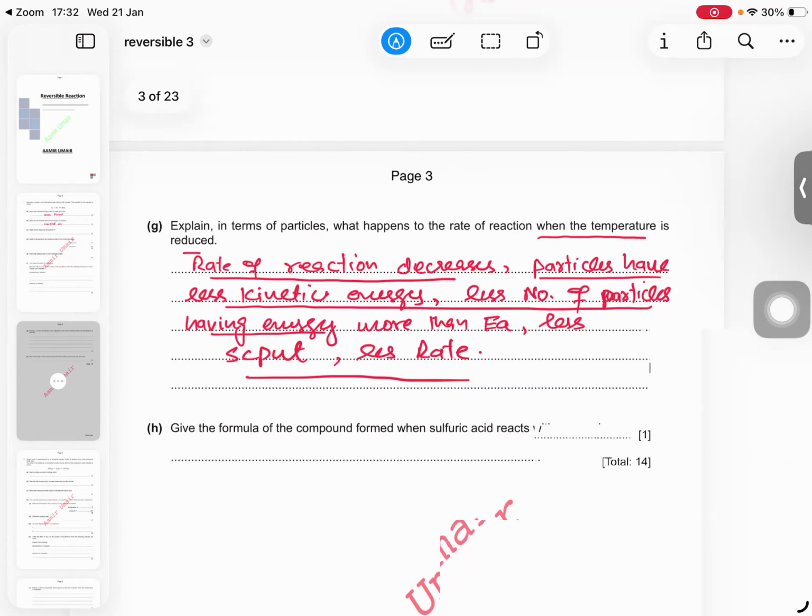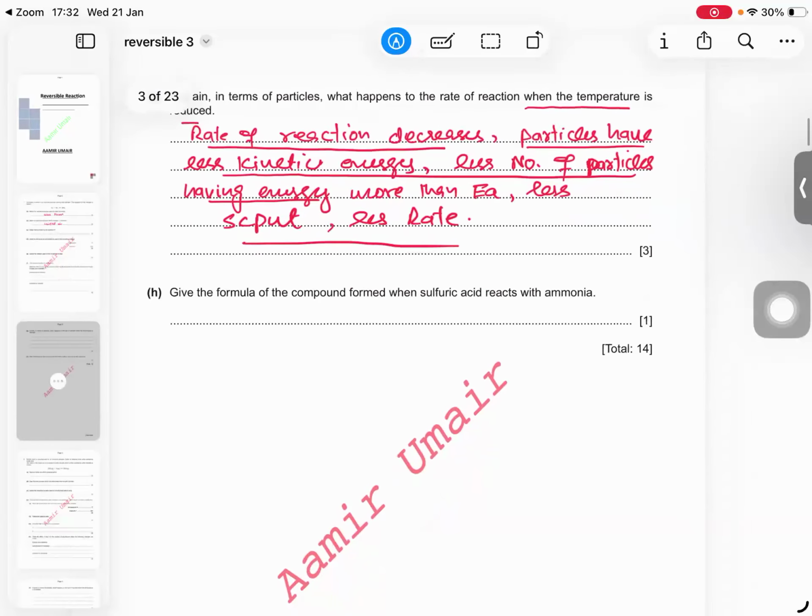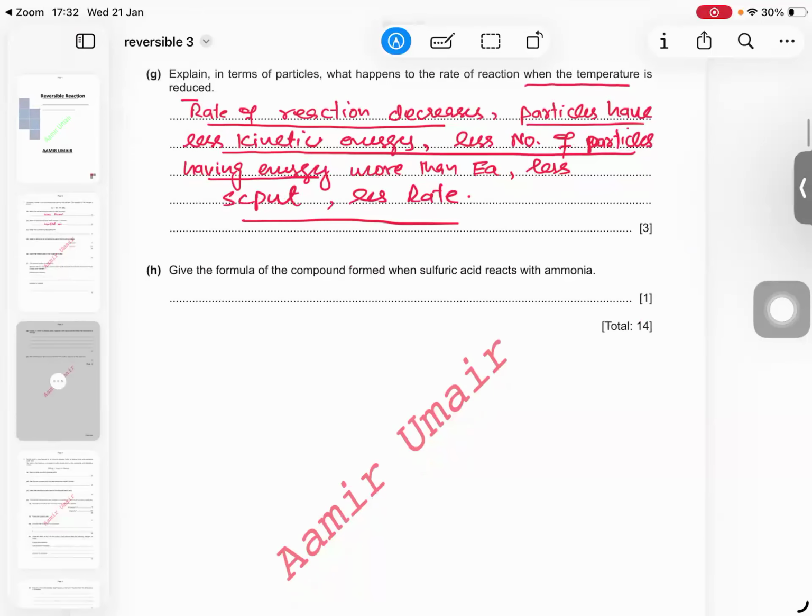Okay, next. Give the formula of the compound formed when sulfuric acid reacts. I'm going to give you this equation. Sulfuric acid is H2SO4 and ammonia is NH3. When they react, 2 moles of ammonia form what? Ammonium sulfate. This is a fertilizer. Ammonia is used for making it.